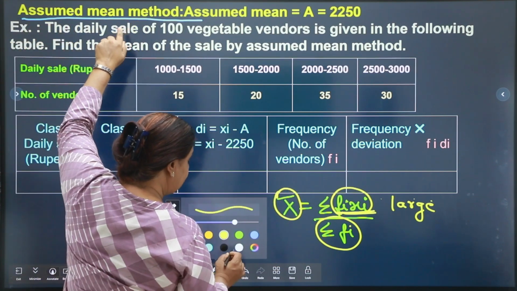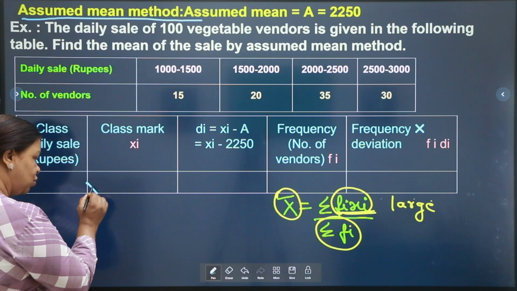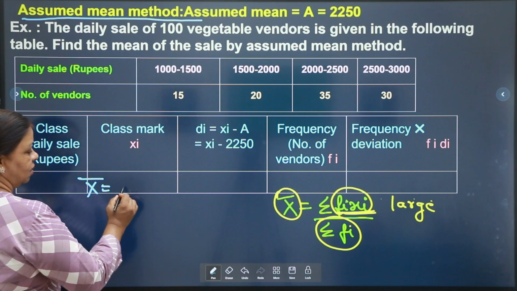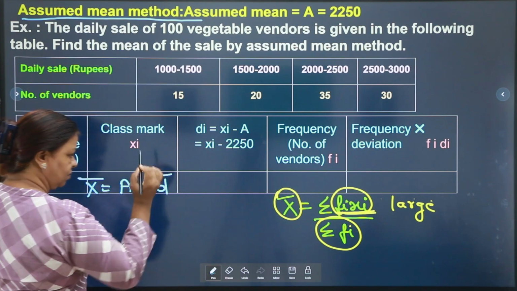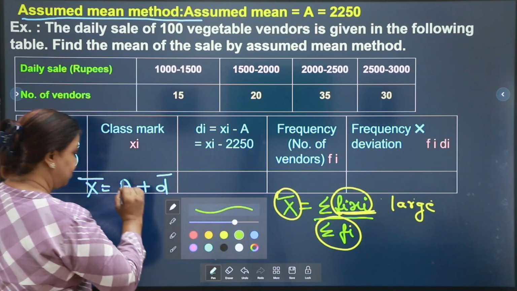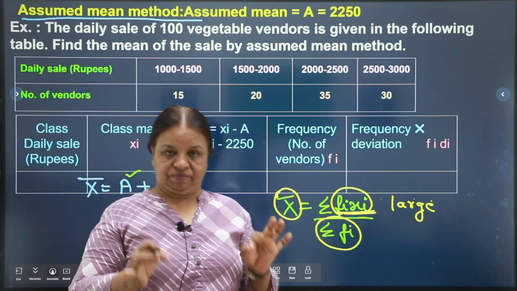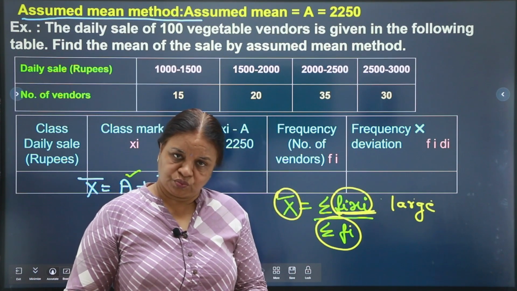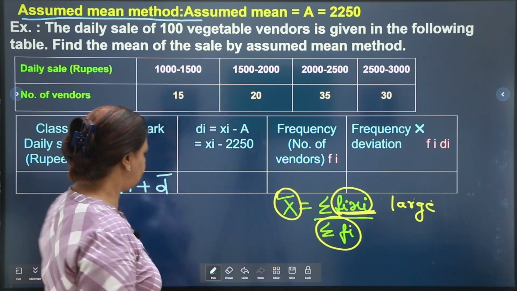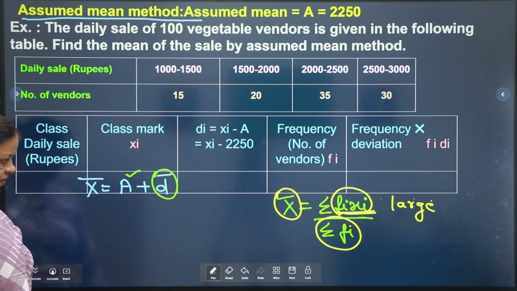The assumed mean method is the method which will help us find the mean by using the formula a plus d bar. What is a here? A is the assumed mean. We have to assume the mean, any number from the mid values of the classes. And what is d bar? D bar is the deviation.